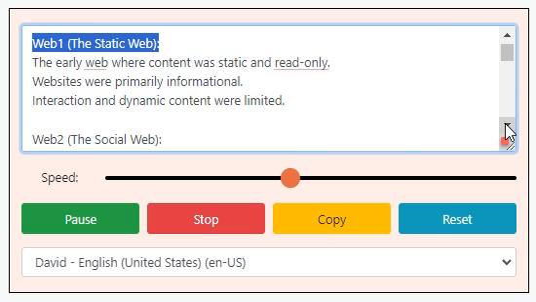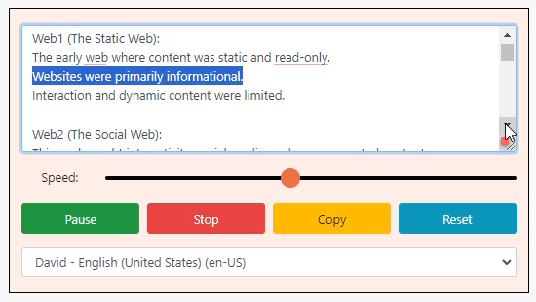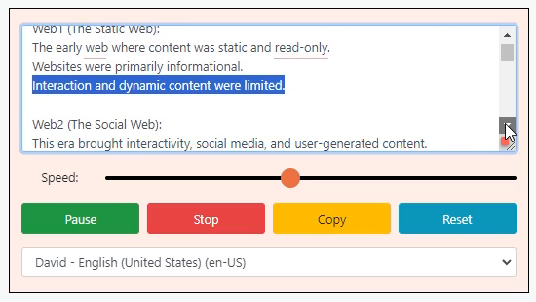Web 1, the static web. The early web where content was static and read-only. Websites were primarily informational. Interaction and dynamic content were limited.